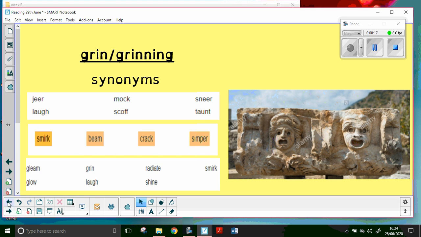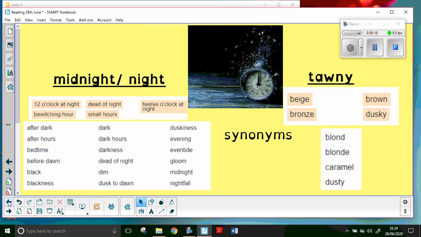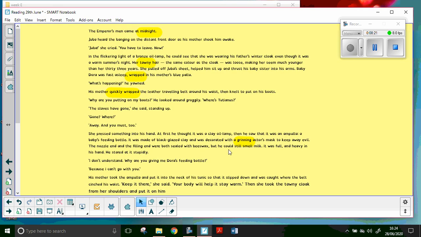Okay, so how does that fit with any of our words there? Grinning actor's mask, sneering actor's mask. So I'm going to let you have a play about with that and find one of the synonyms or the near synonyms which you feel is appropriate.